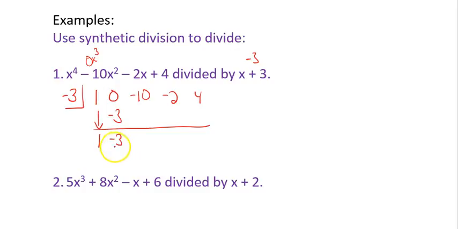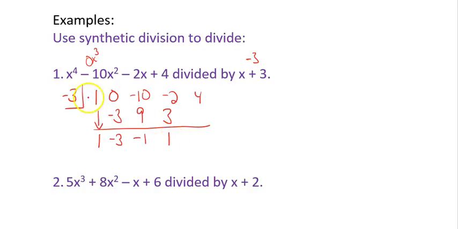Then I'm going to take that again and multiply by the number in the box. Negative 3 times negative 3, positive 9. When I get to this step again, I'm adding. Negative 10 and positive 9 is negative 1. When I go to the box, I'm multiplying. Negative 1 times negative 3 is positive 3. Here I'm adding, so negative 2 and 3 is a positive 1.